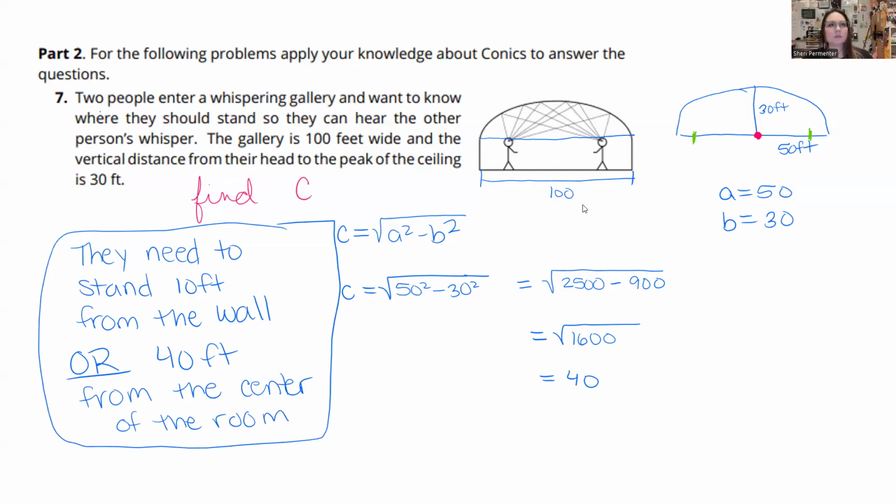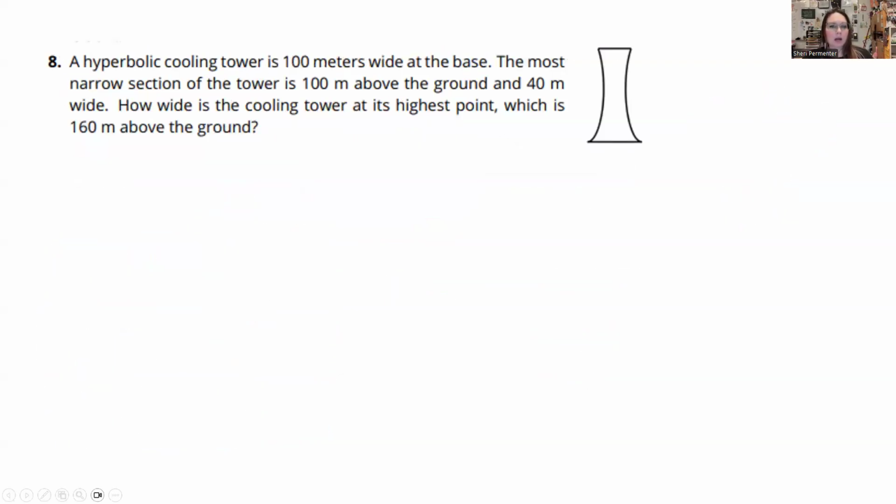All right, the next one. A hyperbolic cooling tower is 100 meters wide at the base. The most narrow section of the tower is 100 meters above the ground and 40 meters wide. How wide is the cooling tower at its highest point, which is 160 meters above the ground? I don't think that they will give you one of these on the test because you definitely need a calculator. This is very similar to the question that was on the homework, question 22, but let's go through it.